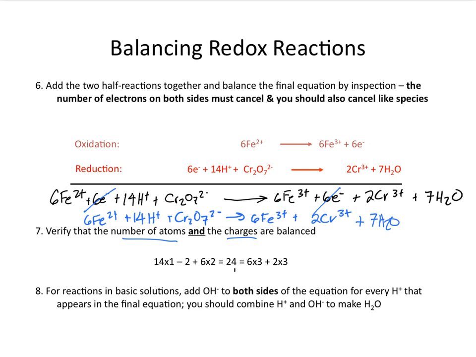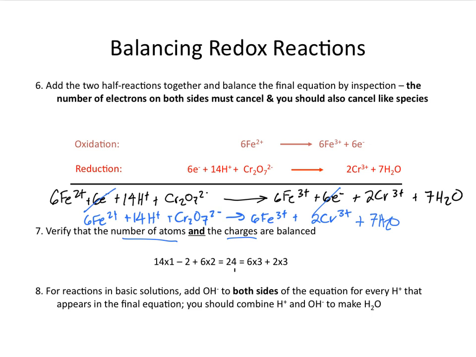On the right hand side, 6 times 3 plus gives me 18. Plus 2 times 3 plus gives me 6, so that's 24. Notice there is no charge on the H2O molecule, so there's no consideration there. So the number of atoms as well as the charges on both sides balance each other, so we know that we have properly balanced this equation for this redox process.